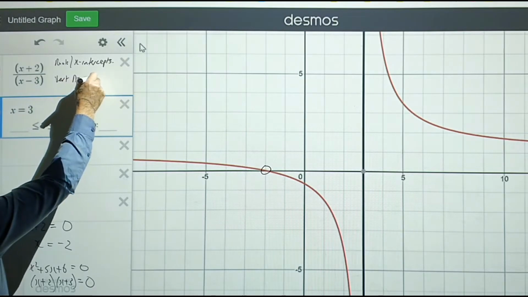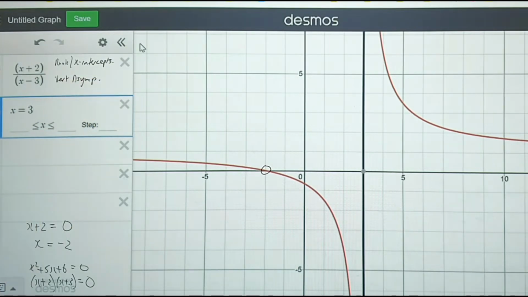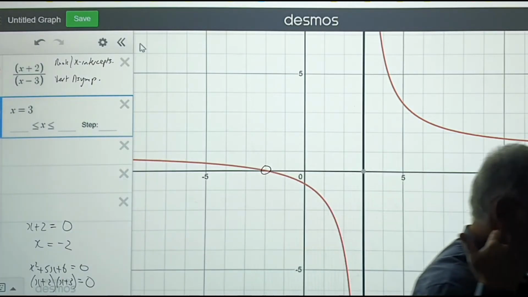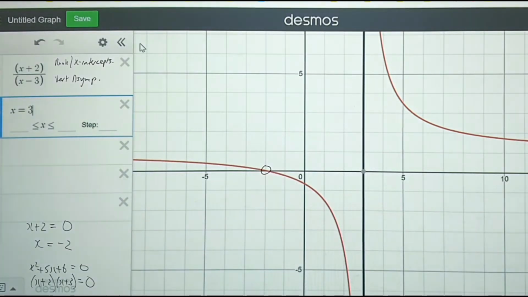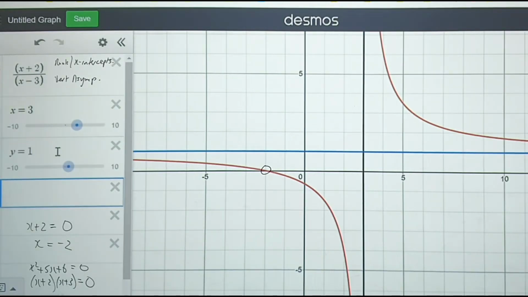Vertical asymptotes. So how do we get the horizontal asymptote? What's the leading coefficient of the top one? 1. What's the leading coefficient of the bottom one? 1. What's 1 divided by 1? 1. So I got y equals 1. I had that written in my book a while ago. I thought it was nonsense. You see, isn't it? What you know and what you don't know.